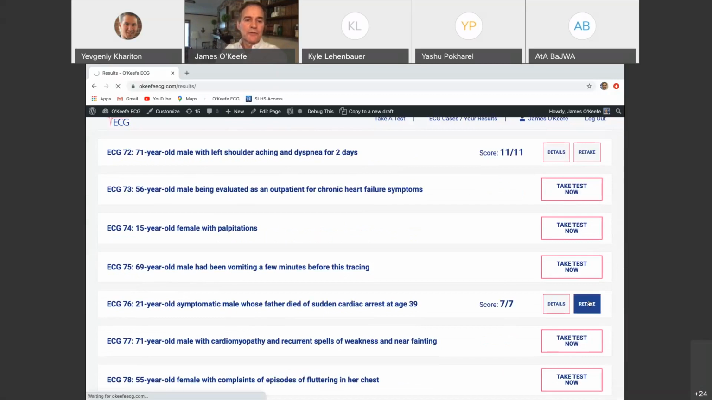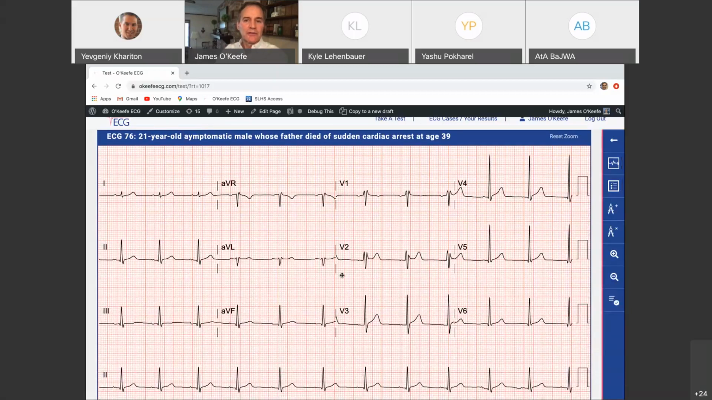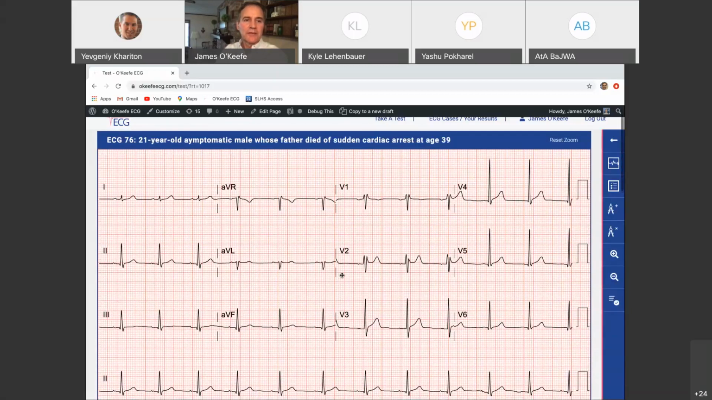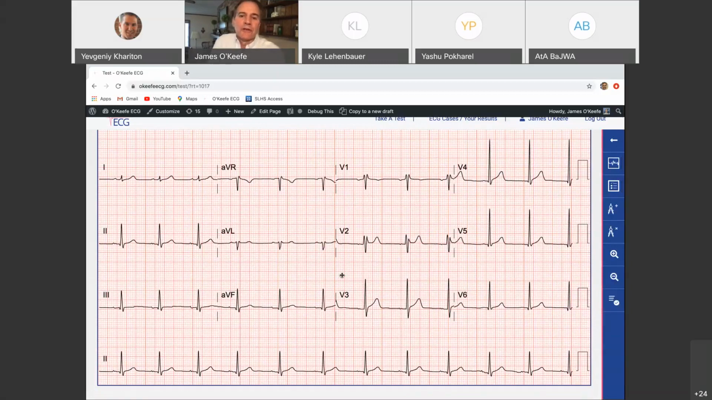Okay. Here's a 21-year-old male whose father died of sudden cardiac arrest at age 39. Only 21, no symptoms, just comes in for a screening physical. I can't remember what the screening physical was for, but he didn't have any symptoms.